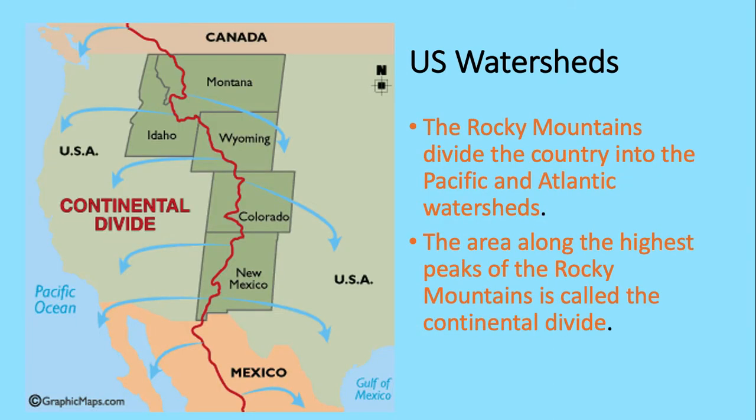The Rocky Mountains divide the country into the Pacific and Atlantic watersheds. The area along the highest peaks of the Rocky Mountains is called the Continental Divide, or sometimes the Great Divide. So all the rainwater that falls to the left of that red line goes to the Pacific Ocean. Everything to the right of that line goes to either the Gulf of Mexico or the Atlantic Ocean.